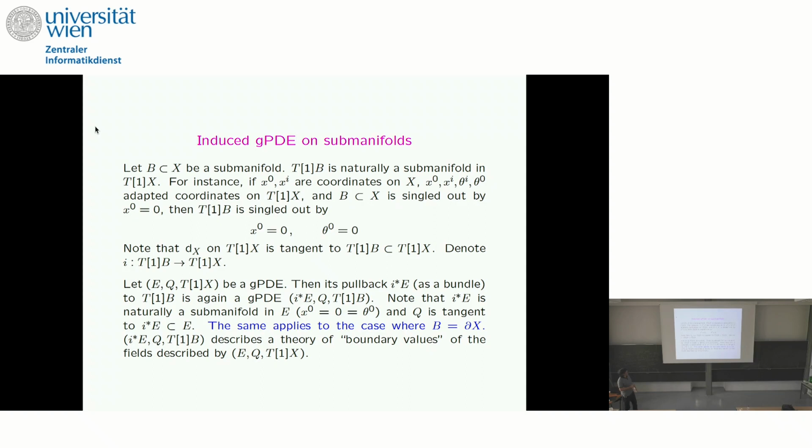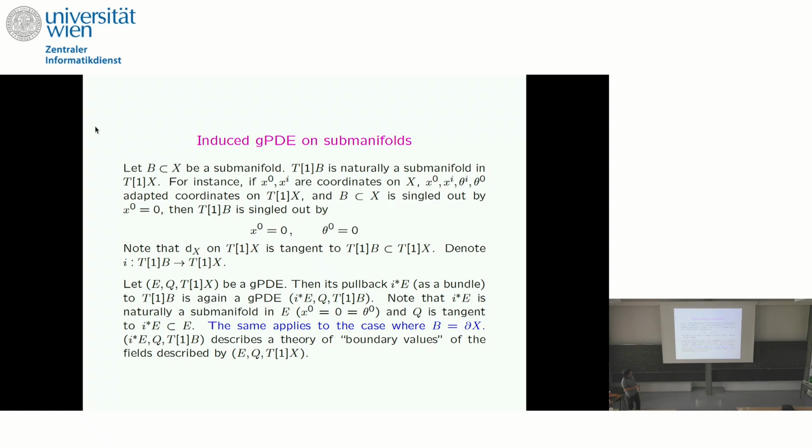So suppose that in our spacetime, we have a submanifold B, can be boundary, doesn't matter strictly speaking. Then it's a standard fact that T1B is also naturally a submanifold of T1X. Actually, the pullback map of embedding is just a restriction of differential forms from X to B, which is canonical. If you prefer to work in coordinates, you split coordinates into one transversal to B and the coordinates on B.